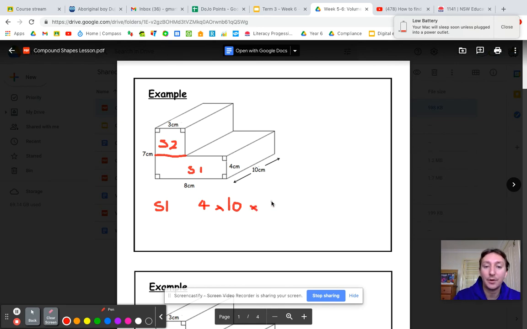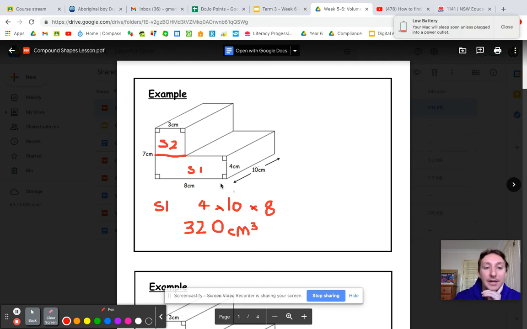Because when I've split that up, I can see there, I've got my length is 10, my height is 4, and my width is 8. So I need to multiply those three numbers together. I've got 4 times 10 is 40. 40 times 8 is 320. And that's going to be centimeters cubed.